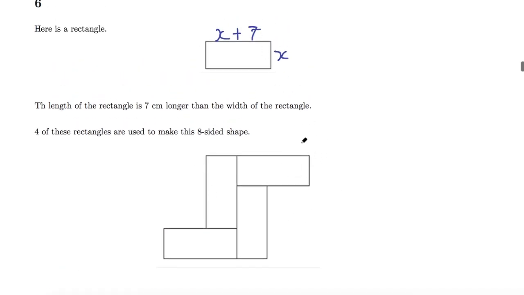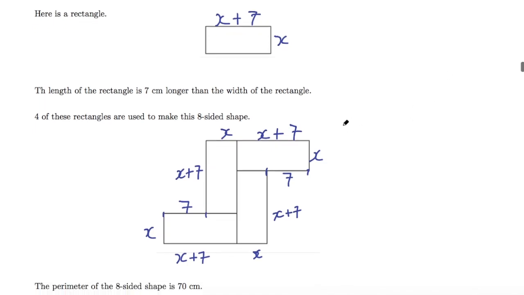So let's firstly fill in the lengths and widths on this diagram. We know that width is x, and the length is x plus 7. And this will be x, and this will be x plus 7, and this will be x plus 7, this will be x, and this will be x plus 7. Now we need to find these lengths in here as well. So if this width is x, and the whole thing is x plus 7, this length in here will be x plus 7 minus x. So x plus 7 minus x, that just leaves you with 7. So those little lengths are 7 centimeters each.